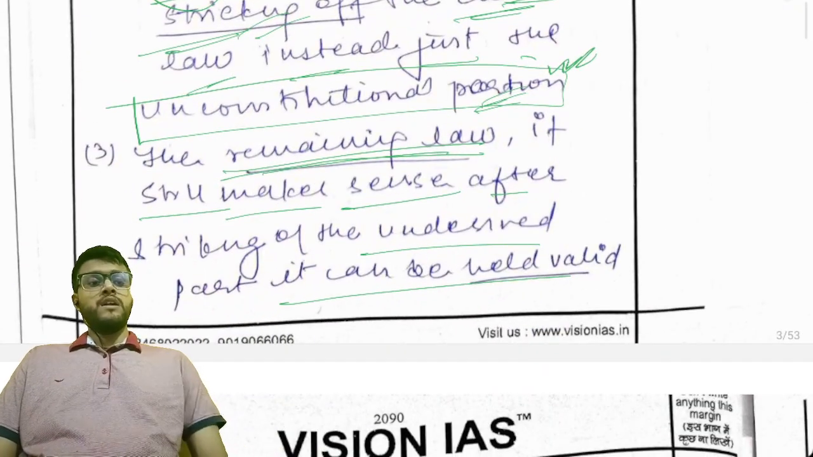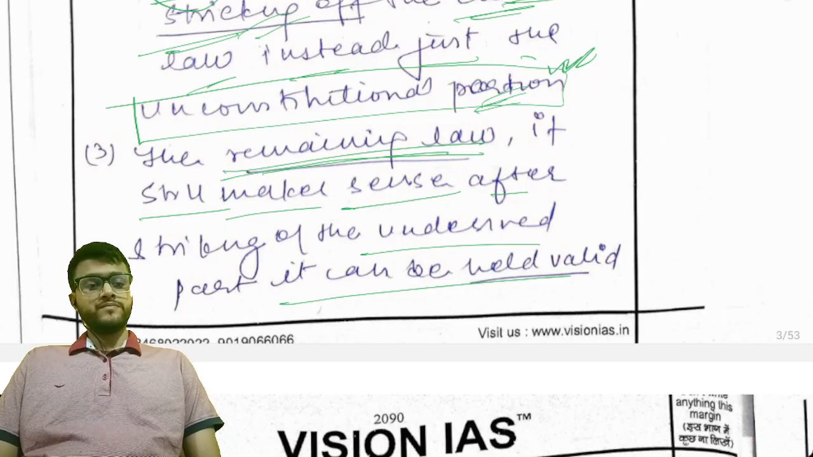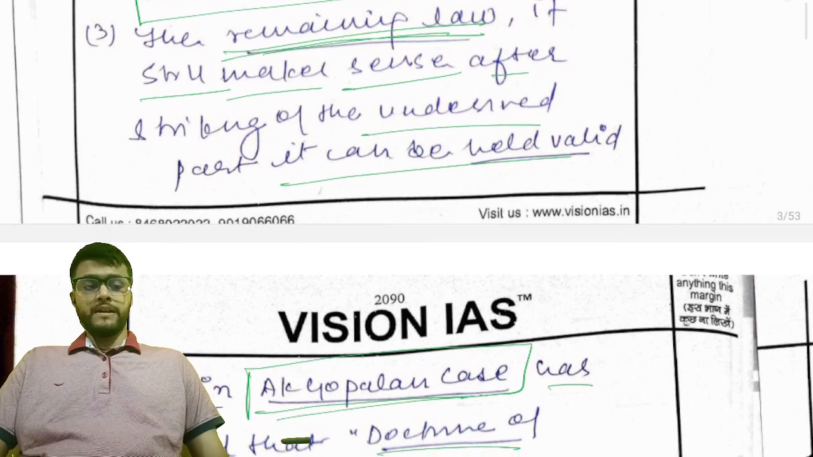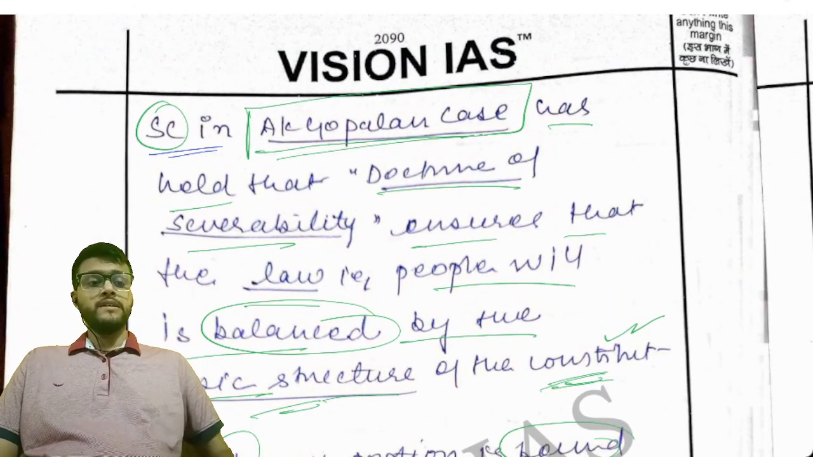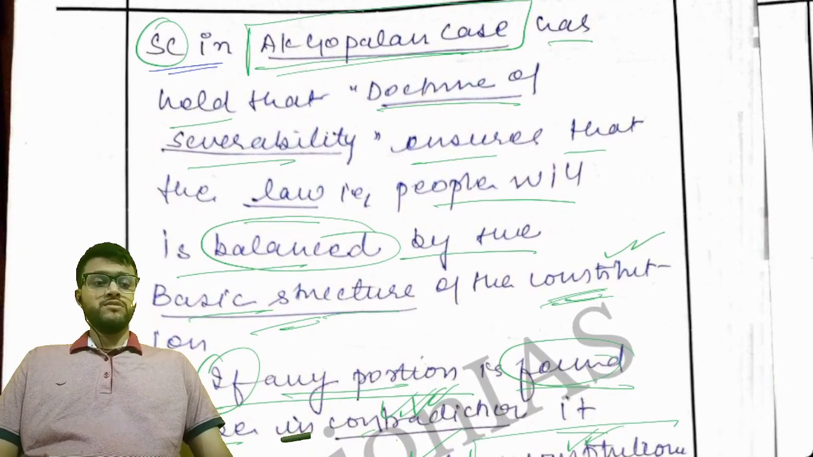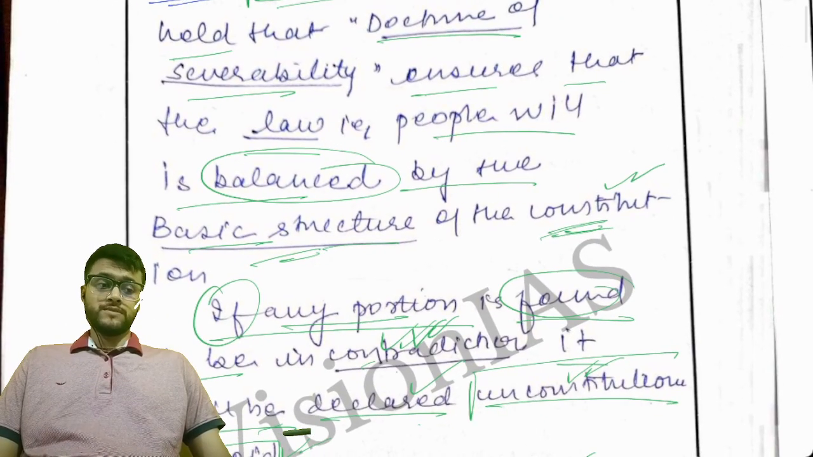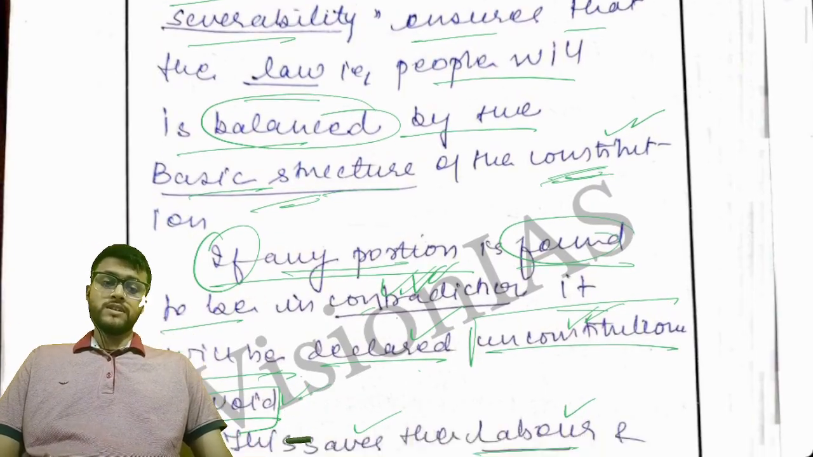The remaining law shall make sense after severance, and the unaffected part can be valid. And the Supreme Court in the A.K. Gopalan case held that the doctrine of severability ensures that the law, that is the people's will, is balanced by the basic structure.